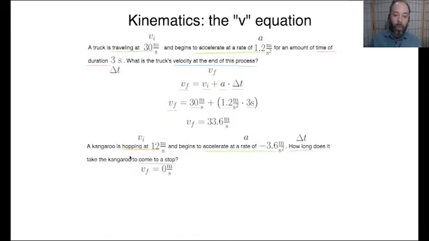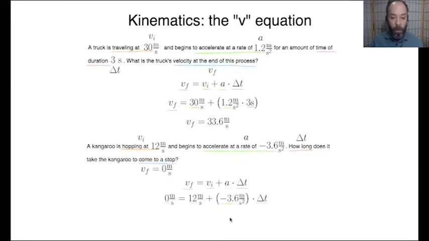Well, we know by looking at this, again, 12 meters per second, that's at the beginning, that's our initial velocity. We're talking about acceleration here, that's going to be A, that's our negative 3.6 meters per second squared. How long, that's our question now, that's delta t, that's going to be our unknown. Does it take the kangaroo to come to a stop? Come to a stop, well, it doesn't spell this out for us, but we know if anything is coming to a stop, that means the velocity at the end of the process is going to be 0. That's what stopping is. That's bringing the velocity to 0.